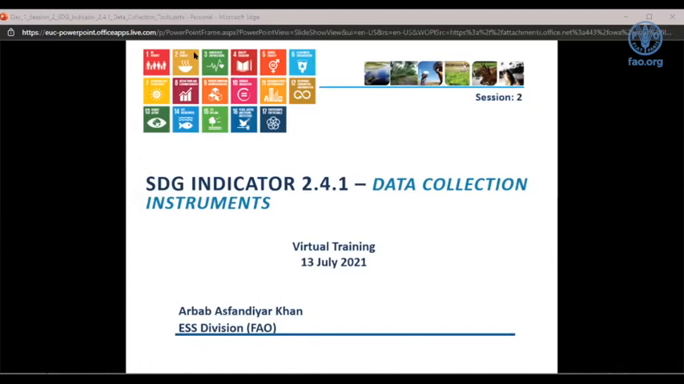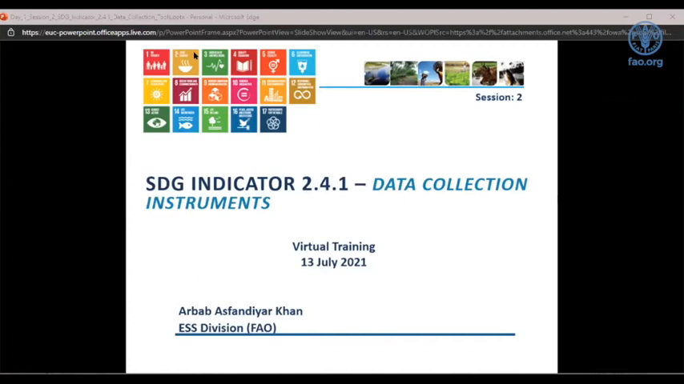Okay, so as I told you earlier, we have slightly reorganized the pattern for this training. So the framework of SDG 2.4.1, which constitutes the 11 sub-indicators, will be discussed from tomorrow in detail over the course of the next 2 days. Today, we will cover the data collection instruments that FAO has developed to collect information on this indicator and to support countries' efforts to report the indicator 2.4.1 on a periodic basis for UN SDG reporting.